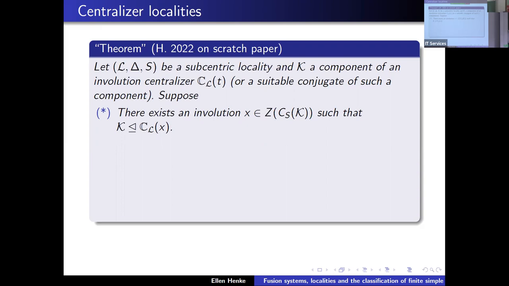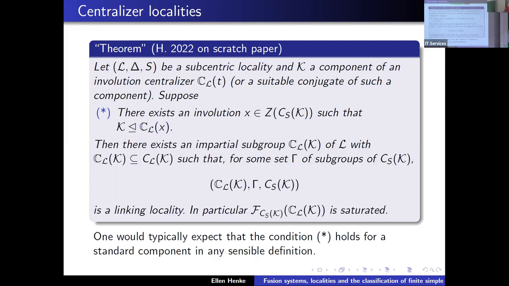And then I assume this technical condition, which perhaps you don't want to read in detail, but it is a condition which one could assume in the relevant case of a standard component theorem. If this holds, then I can show that there exists some kind of centralizer of K, which is a linking locality. I actually think it might be a subcentric locality, but I'm not quite sure yet. It is definitely a linking locality. In particular, the corresponding fusion system is saturated. And it sits inside of the centralizer in L of K, which is naturally defined.